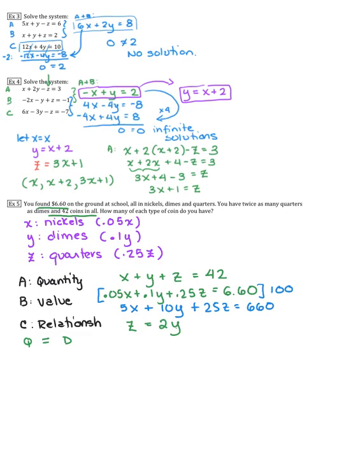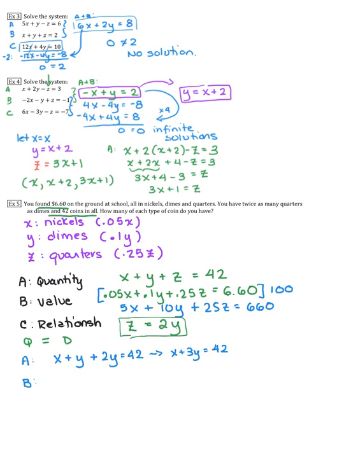So notice that in this case I can use substitution because I already have a relationship here, which means I don't have any x value. So I'm going to substitute c into both a and b, and that'll only give me then 2 equations and 2 unknowns. So a is going to become x plus y plus 2y equals 42. So in other words, this becomes x plus 3y equals 42.